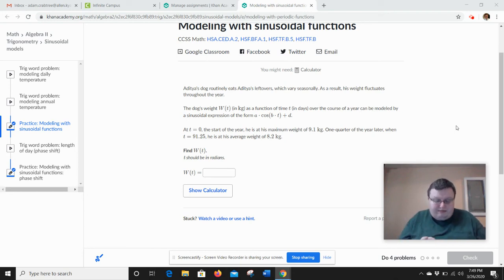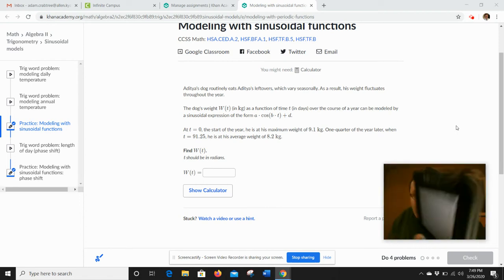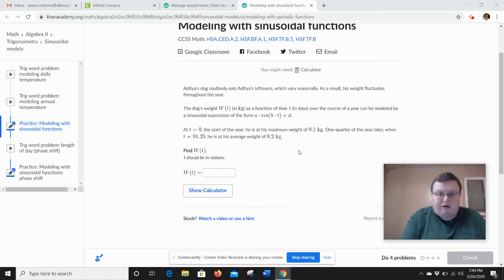But this is a cosine function, so back to this. We take 9.1 minus 8.2. When we do that, we get 0.9. That's our amplitude. Okay, that's how our function starts. So we're going to go ahead and type that in there. 0.9 times the cosine.